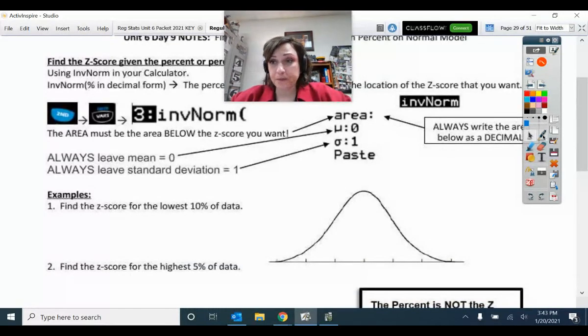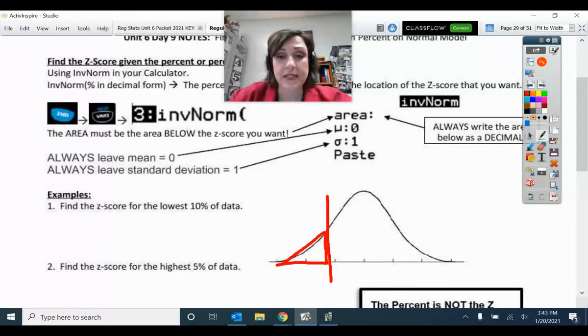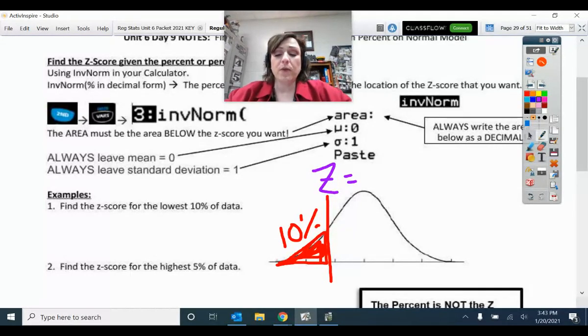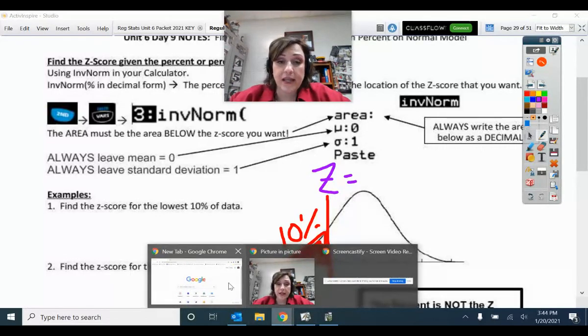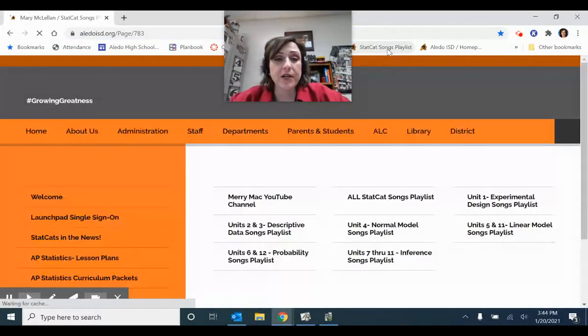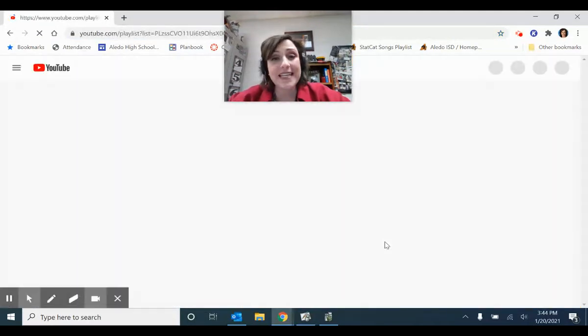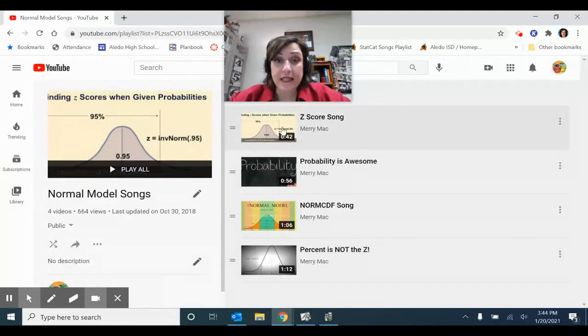Well, let's take a look at what that means. That's telling me that there's this place, and here is the lowest 10% of data. So this time I know what the percent is, and the question is, what is the z-score at that spot? So if you remember from the z-score song, the x minus the mean over the standard deviation one, there was another part to it. And it would go inverse norm of the area below, inverse norm of the area below, inverse norm of the area below is the z at that spot. And so that's what we're going to end up doing. And so I'll pull that up here in a minute and let you hear that.